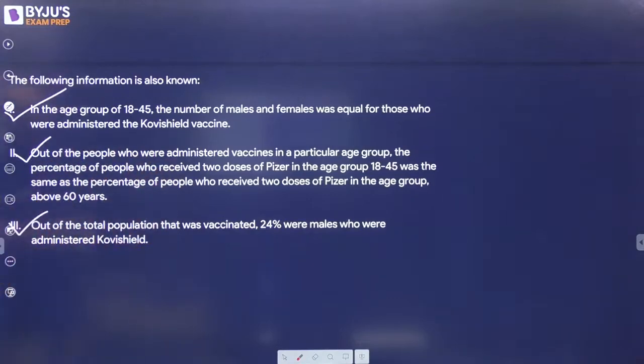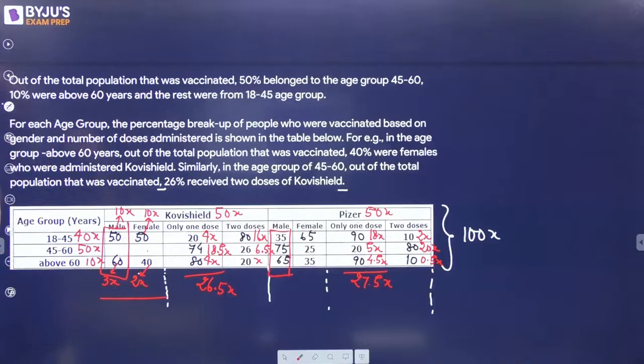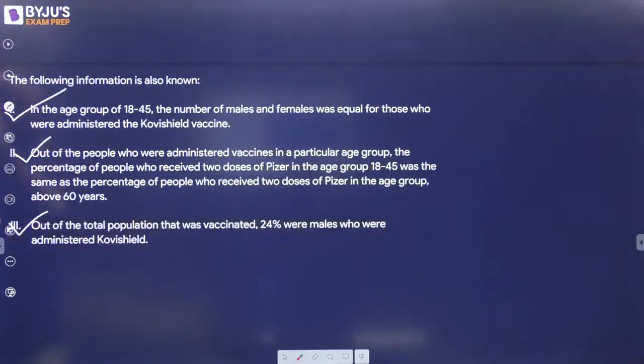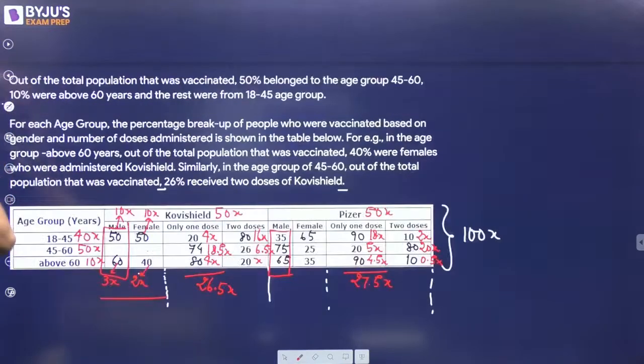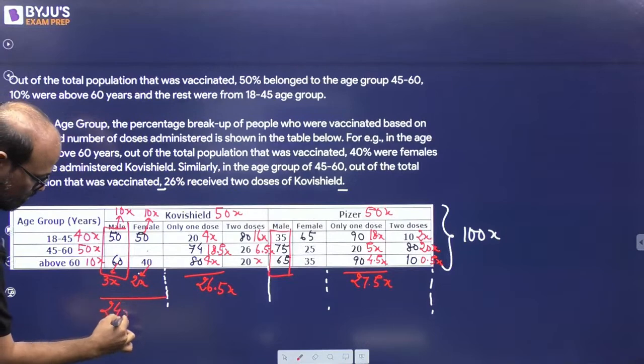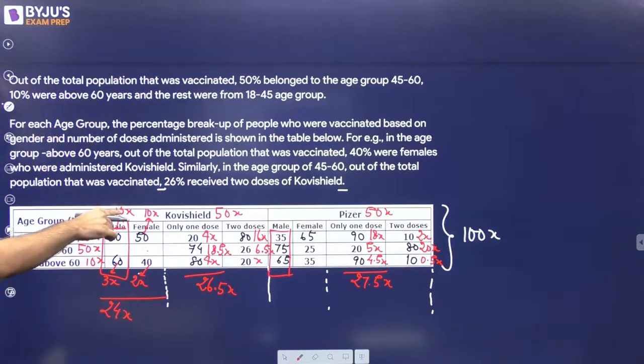Out of the total population that was vaccinated, 24% were males who were administered Covishield. तो total 100x थे ना, उसका जो 24x होगा वो इधर आएगा. So right now what you will see is this is 10x plus 3, 13x. So we are left with 11x.